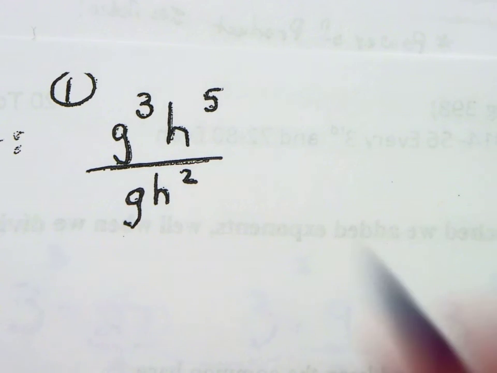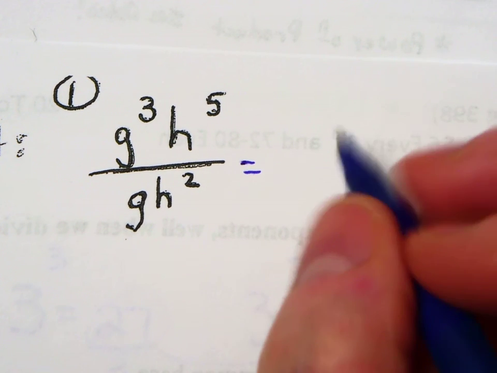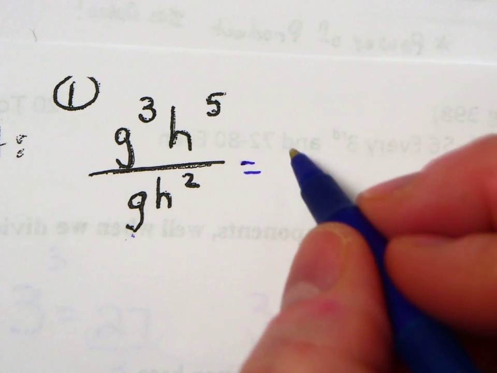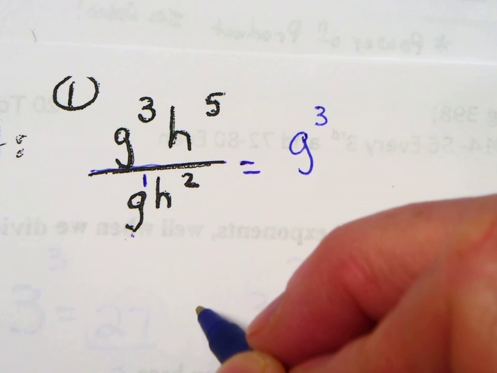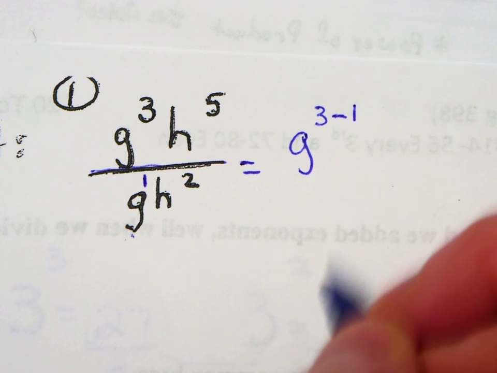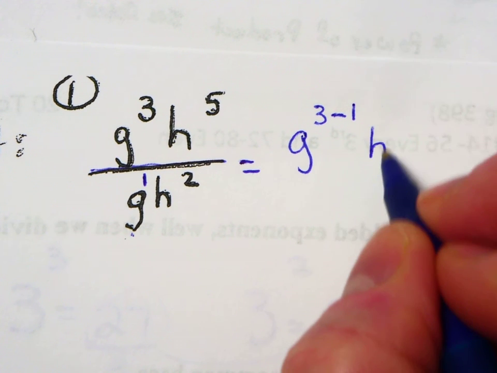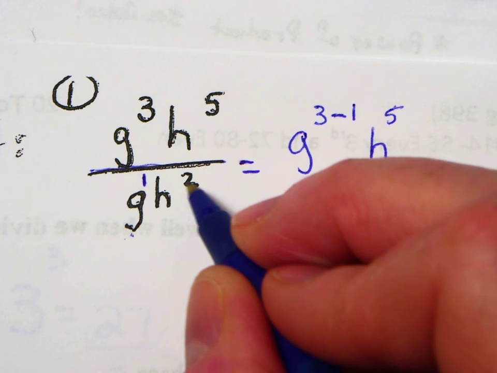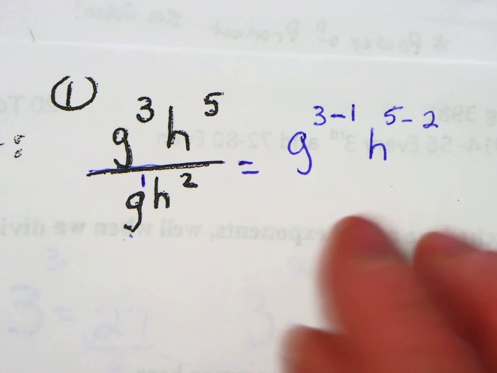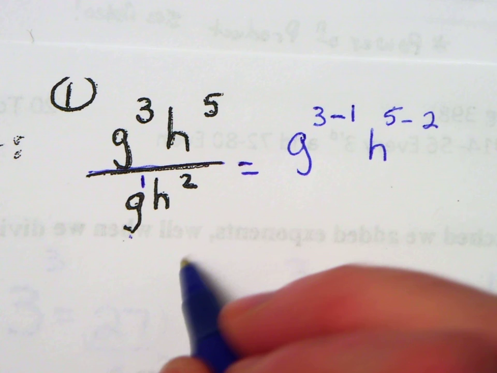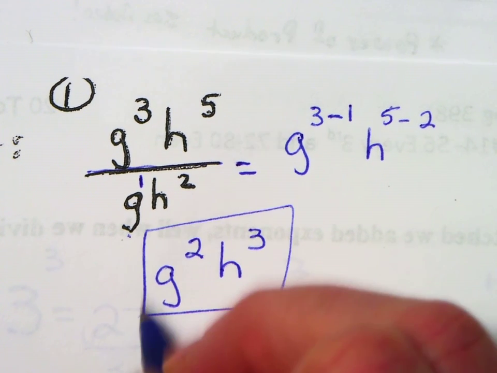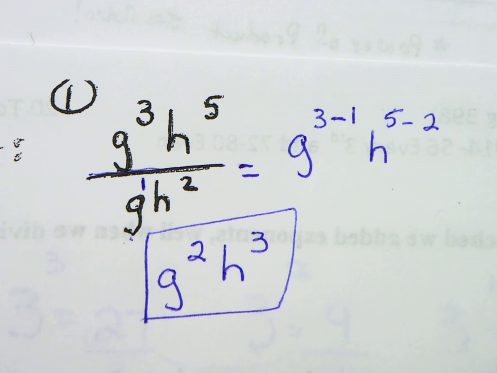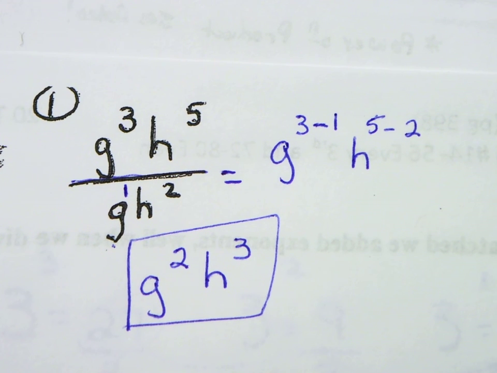So first things first, show your work, right? So I have a variable of g, and this g has a 3, and I'm dividing. So this one would have a 1. So it's g to the 3 minus a 1. And then I have a variable h, and it's to a 5 minus a 2. So once you've written out this part, now you can show me your final answer. G to the 2, h to the 3, final answer. That's not so bad, was it? Not too bad? Okay. Any questions on number 1?